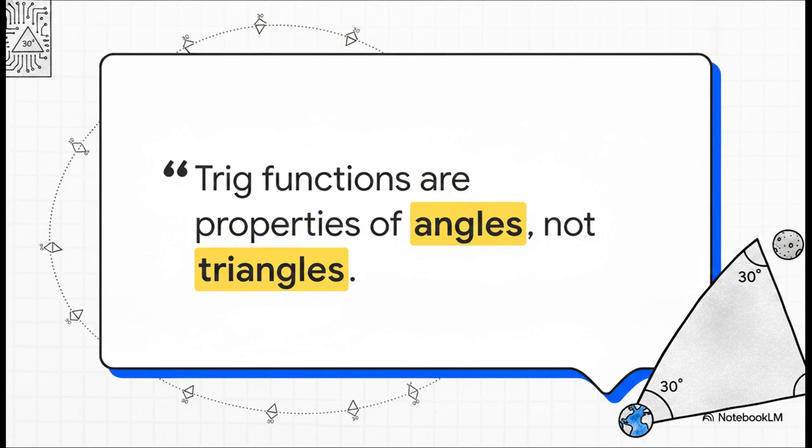I want to pause here for a second to emphasize a crucial concept. Trig functions are fundamentally properties of angles, not triangles. Whether your 30-degree angle is inside some microscopic triangle on a computer chip or a massive triangle stretching all the way from the Earth to the moon, the ratio of its sides remains perfectly, immutably constant.